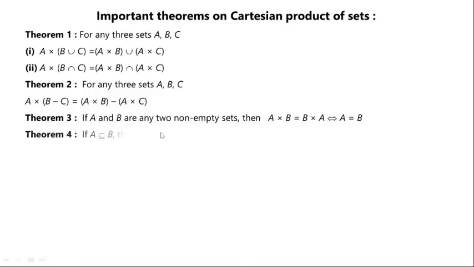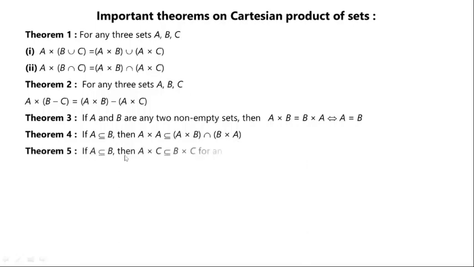Theorem 4: if A is a subset of B, then A cross A, keep in mind, that means the Cartesian product of A with respect to A is a subset of (A cross B) intersection (B cross A). Fifth theorem: if A is a subset of B, then A cross C is a subset of B cross C for any set C. Sixth theorem: if A is a subset of B and C is a subset of D, then A cross C is a subset of B cross D.